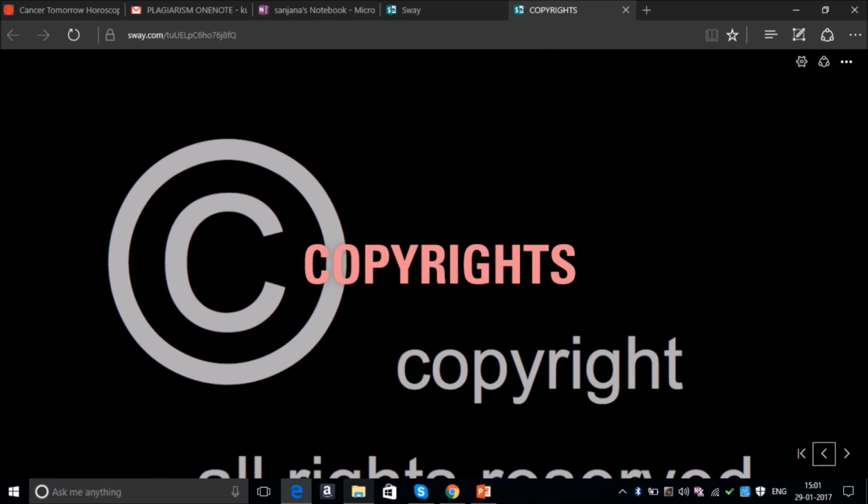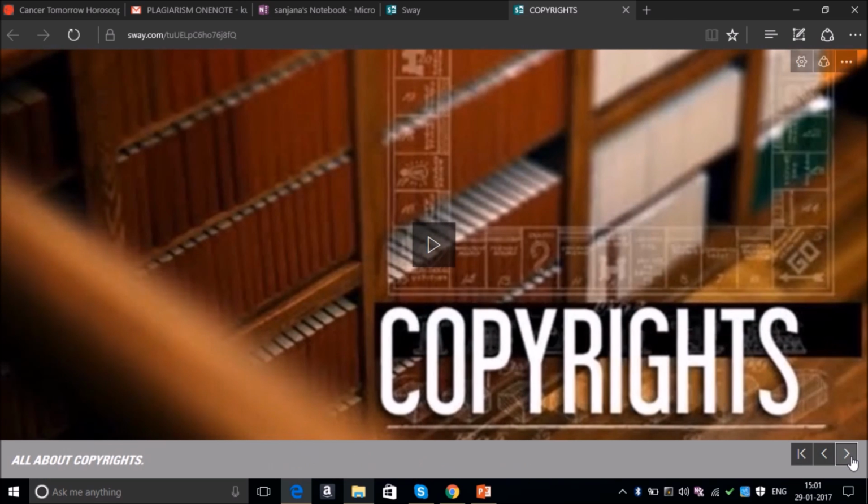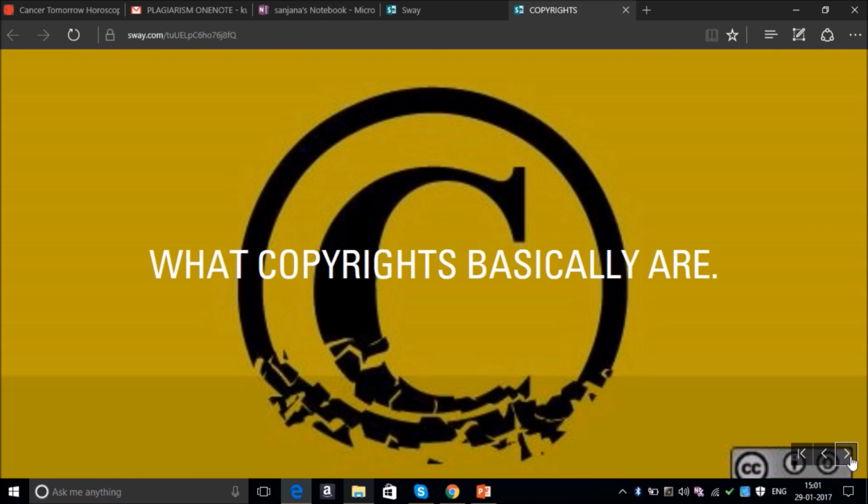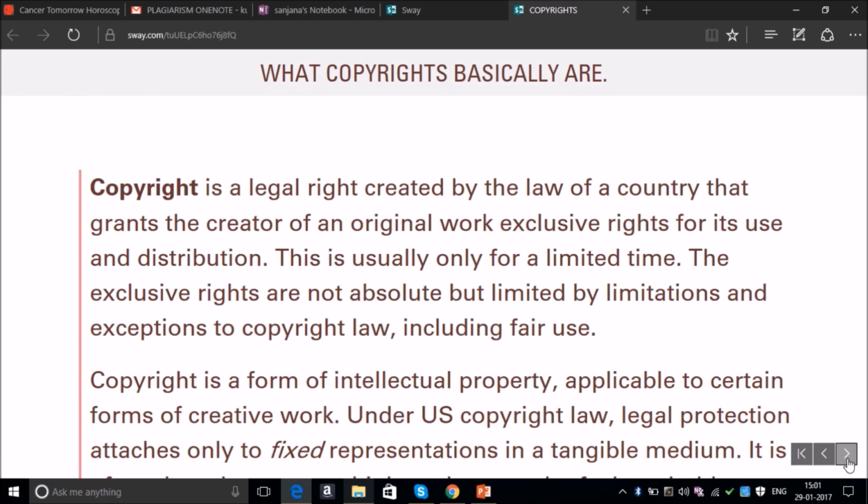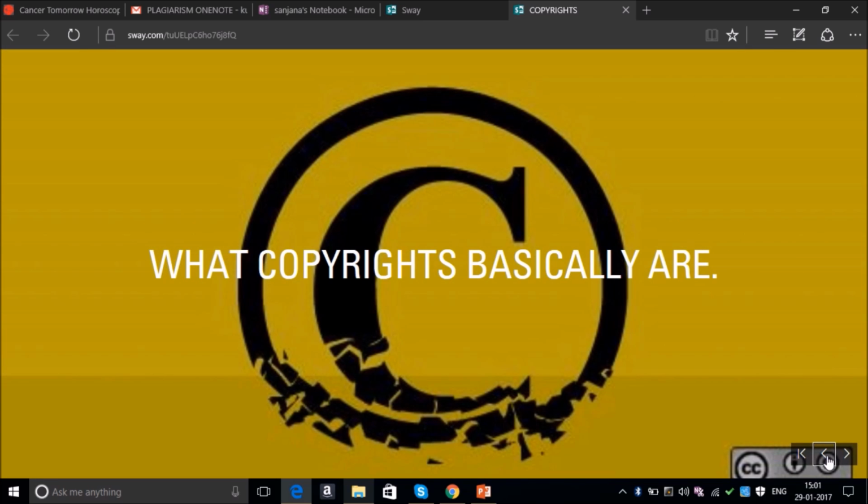As we moved on further with copyrights, they also prepared Sway on copyrights and shared on social network. These tools really helped in their self-learning process.